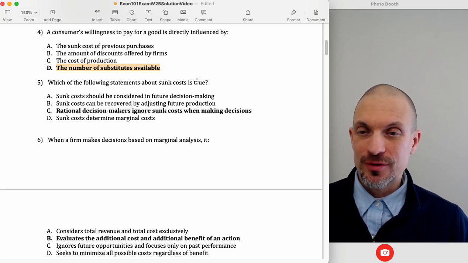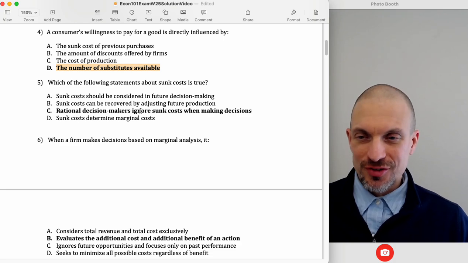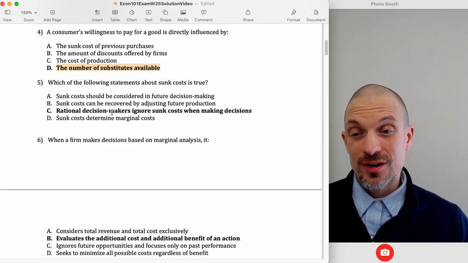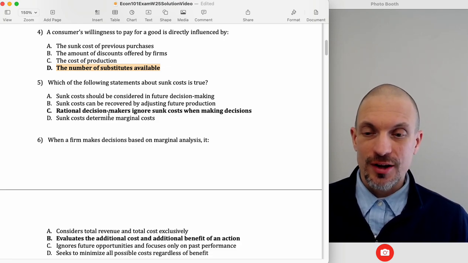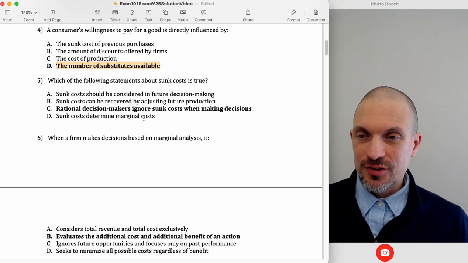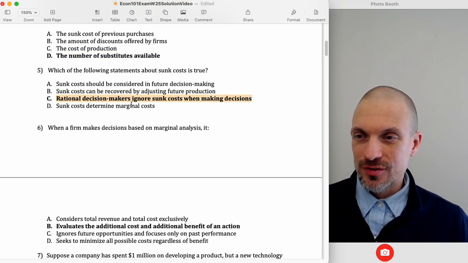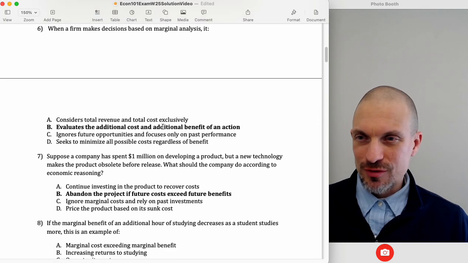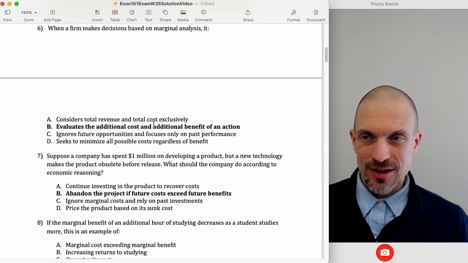Which of the following statements about sunk costs is true? Rational decision makers ignore sunk costs when making decisions. Right? So we want to ignore sunk costs. We want to pay attention to opportunity costs, but we want to ignore sunk costs. The reason why is sunk costs have already been incurred, and so there's nothing we can do that can change having paid that cost going forward. So we might as well just ignore it and pay attention to future benefits and future costs.